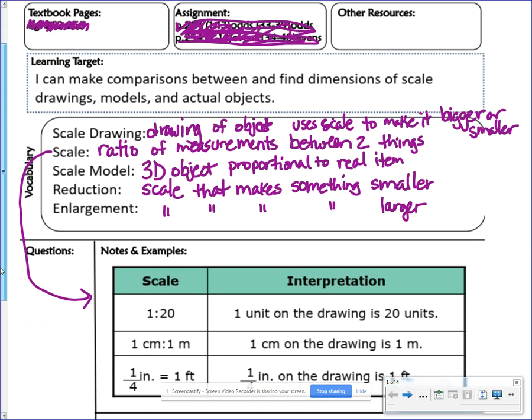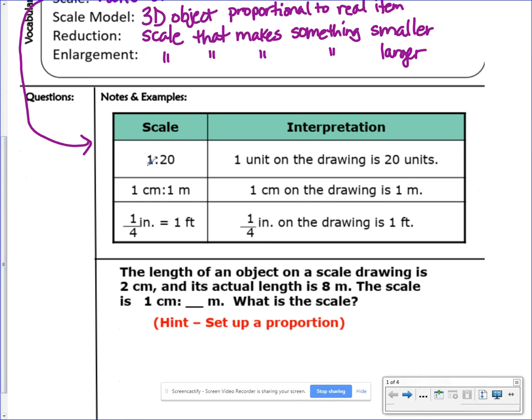So let's take a look at some examples of some scale. 1 to 20. That means if you see the scale on something, like on a map or something, 1 unit on the drawing is equivalent to 20 units in real life. If they use different units, they'll specify the units. Notice here they didn't have units, so if it was inches, it's inches, feet to feet, miles to miles, that sort of thing. But when they have specific labels, then make sure you include that when you set up a proportion. 1 centimeter on a drawing is the equivalent to 1 meter in real life.